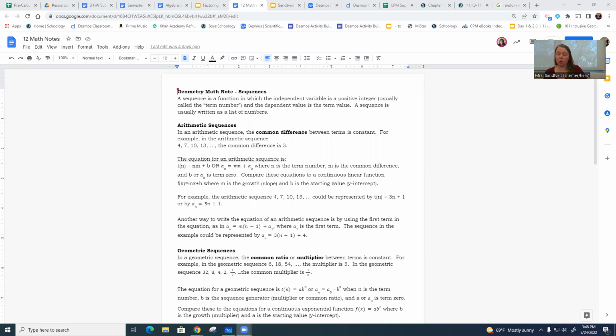So we're going to just go over the two main types of sequences today, and then we're going to build on that throughout the chapter. There are two main types of sequences. They're called arithmetic and they're called geometric.